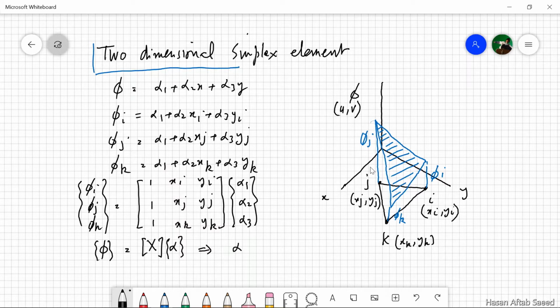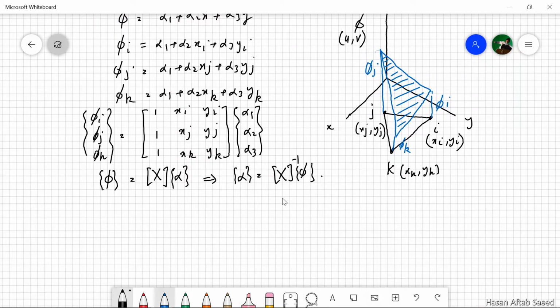Again, we are interested in the calculation of alphas, so we rearrange it in this way. Now here the x matrix is the matrix enclosed in blue. This is the x matrix. Now this is a 3 by 3 matrix, so inverting it is slightly more complicated than was the case for a 2 by 2 matrix, but still there is nothing very difficult about it. So let's start the process.